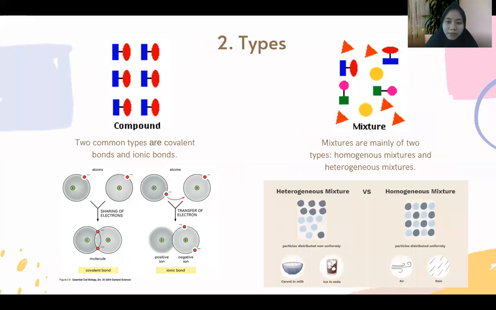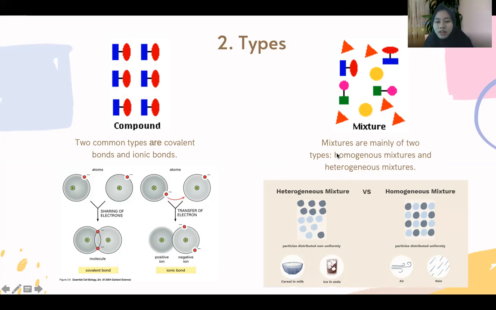Next is the types of compound and mixture. For compounds, as we know, they make a chemical bond. The chemical bond is formed by electrons. They have two types of bonding, which are covalent and ionic bonds. For the covalent bond, the electrons are shared, while for the ionic bond, the electrons are transferred.